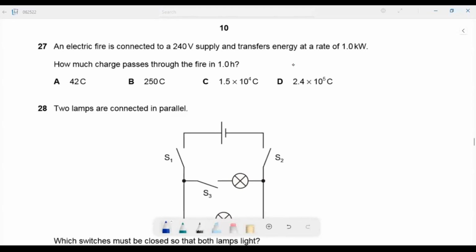An electric fire is connected to a 240 volt supply and transfers energy at a rate of 1 kilowatt. How much charge passes through the fire in 1 hour?